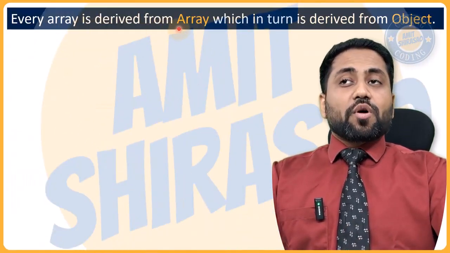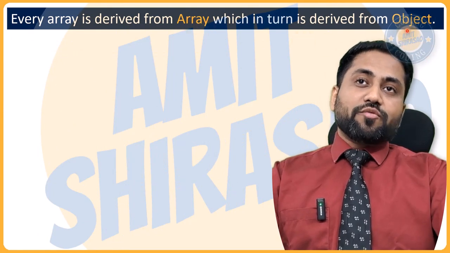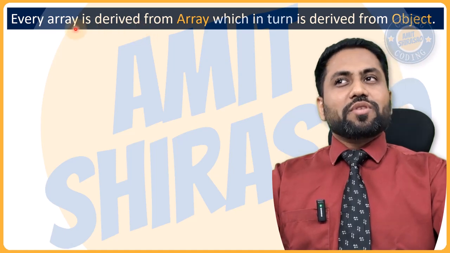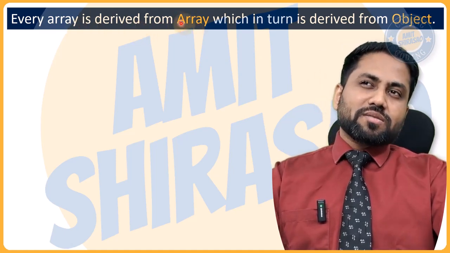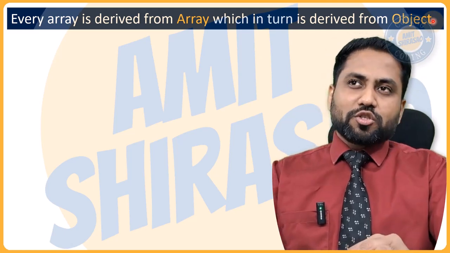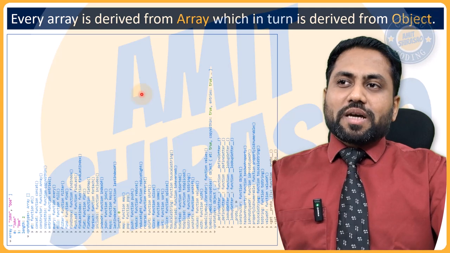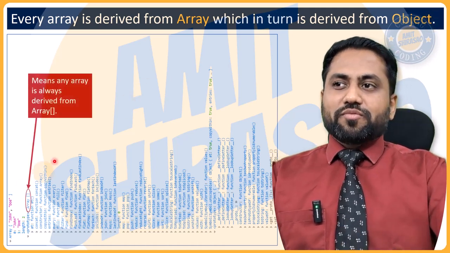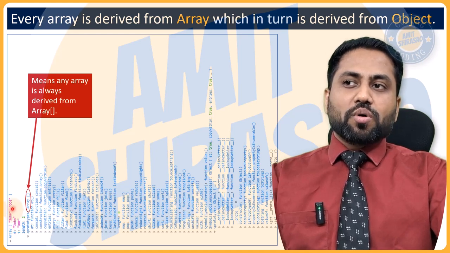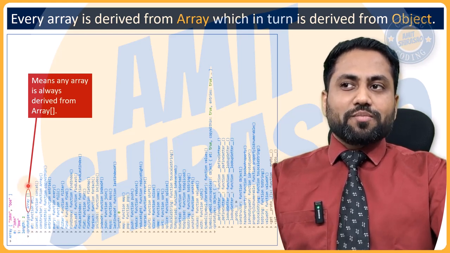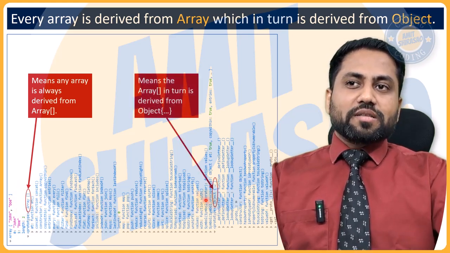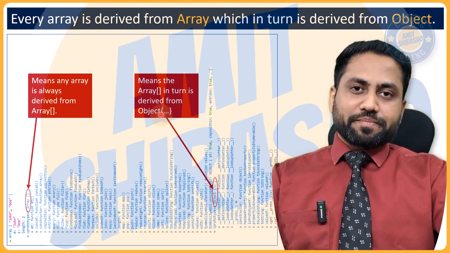Every array is derived from array, which in turn is derived from object. Actually, here the word derived from is not right. Every array is basically of data type object. That is what it should be, but I've given it in this way. See, if you console out an array, let us say having two strings, John and Joe, then it is of type array, and array in turn is of type object.